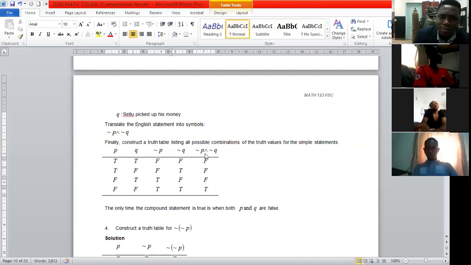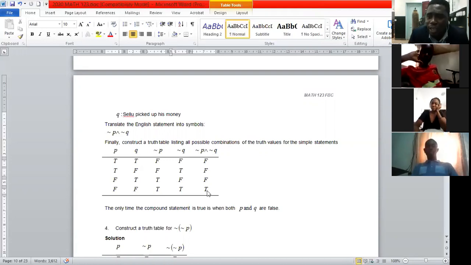And now I need to combine the negation of P and the negation of Q. So I have false and false, that is false. False and true is false. True and false is false. And true and true is false. So the act is true. So those are the truth table there.